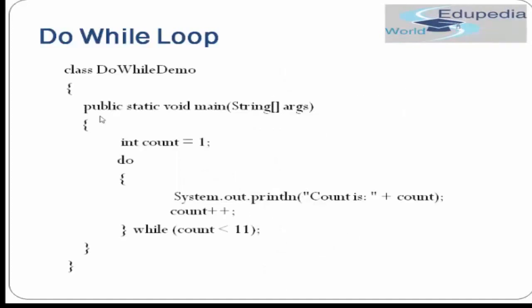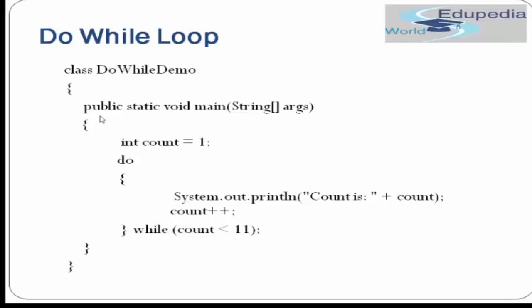So this is a demo of a do while loop. We have created a DoWhileDemo class. Inside that, I have created a main method. Inside the main method, I have taken count i equal to 1 and then I am writing do. Inside the do, I am printing the count and incrementing the count. And then in the while, I'm writing the condition for where to stop it.